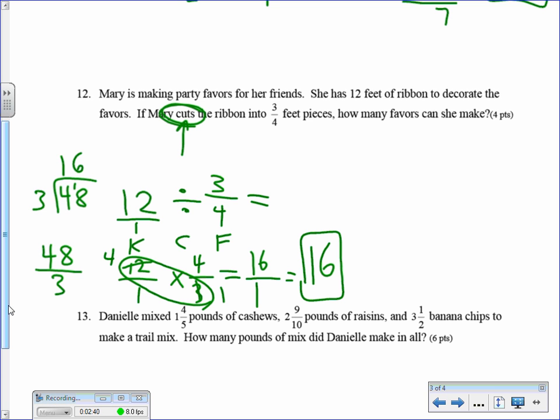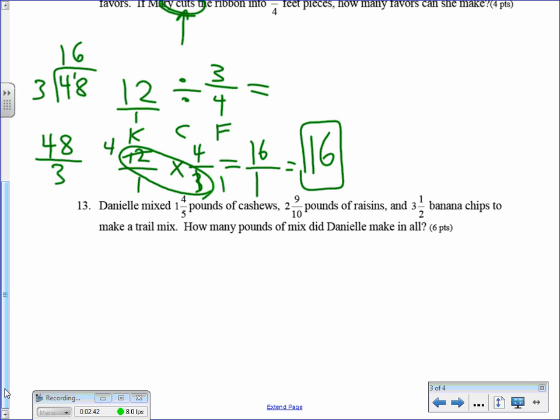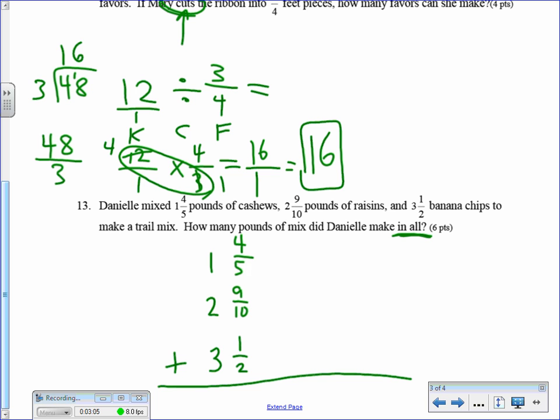Okay. 13. First 6-pointer. How many pounds did she make in all? You're adding. So again, write it up and down. You don't have to do the whole thing at once, but this really isn't that hard. The common denominator, remember it's adding, you need a common denominator, should be kind of obvious. Do the whole numbers first. 3 plus 2 is 5, plus 1 is 6.